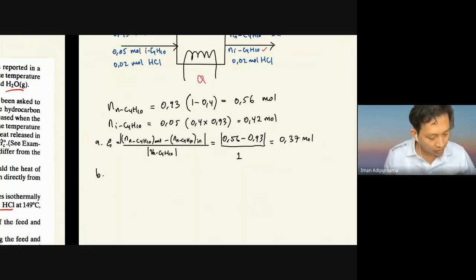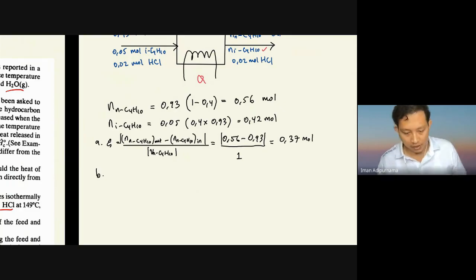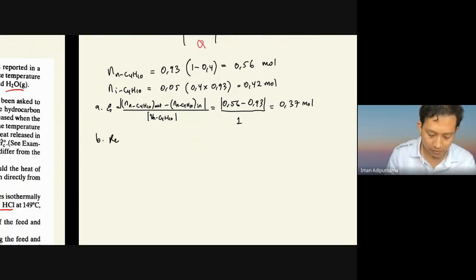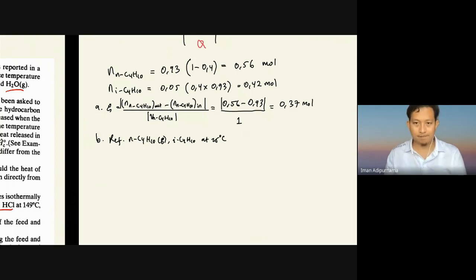Okay, that's our A. And B is, what is B? Calculate the delta H_R. You take the reference. So the reference, taking these two, n-butane and isobutane, at 25 degrees C. Okay, it's a substance.